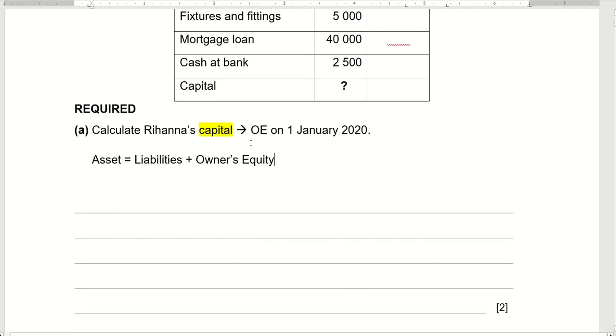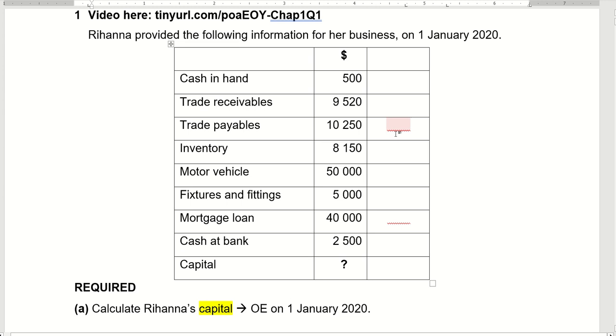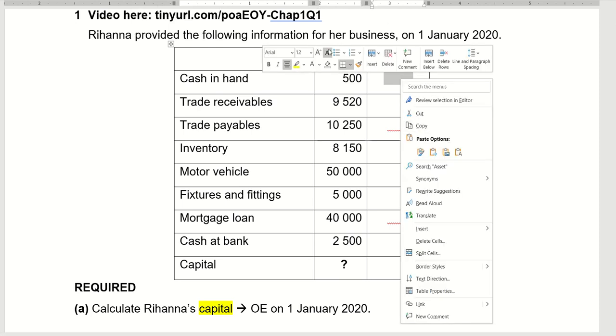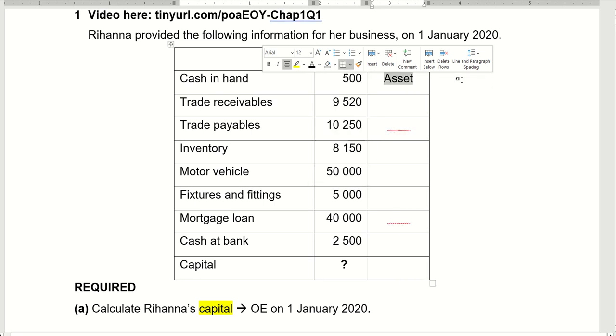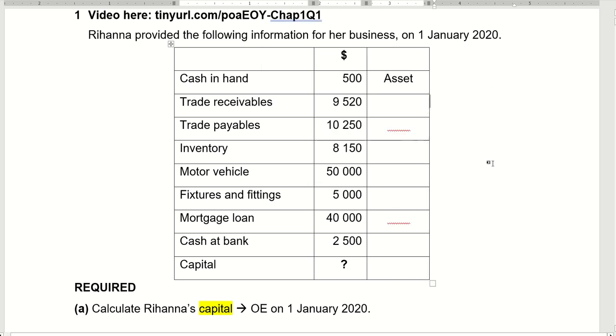So what happens here is that we have to classify all of these accounts into whether it's an asset, a liability, or an owner's equity. So can you pause your screen now and classify: is cash in hand an asset, a liability, or an owner's equity? All right, in this case, cash in hand is an asset. So do the rest. Pause and do the rest.